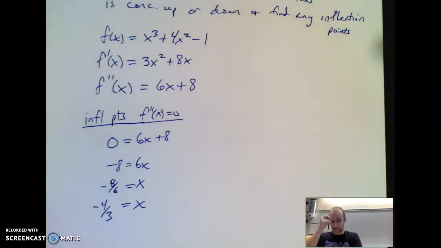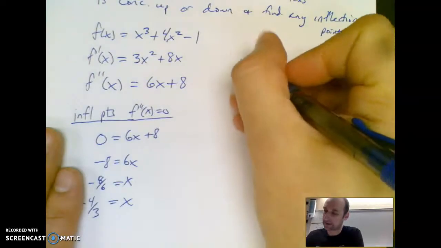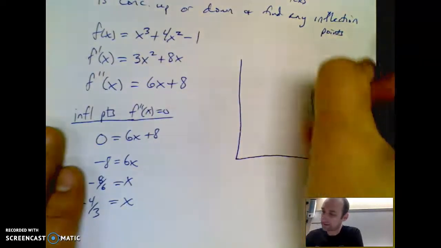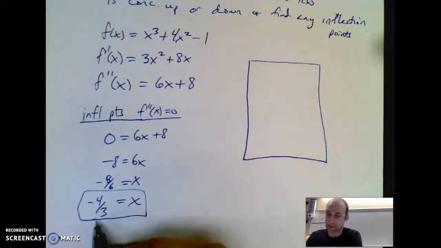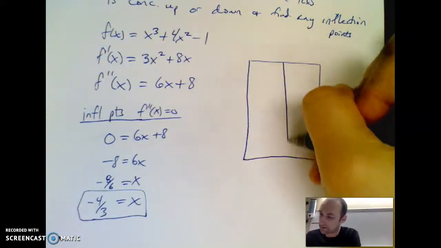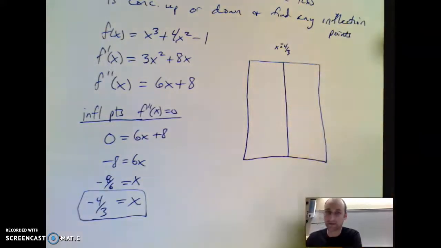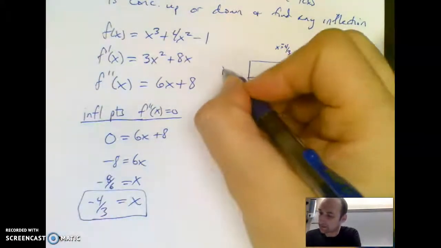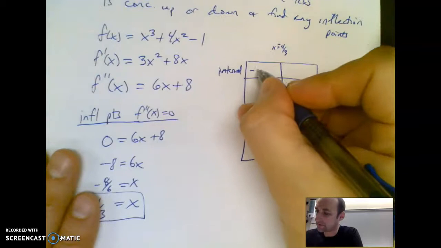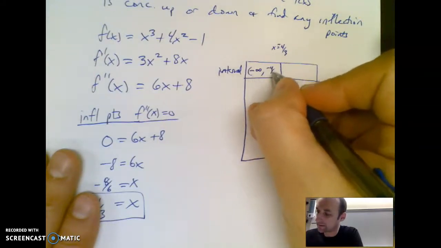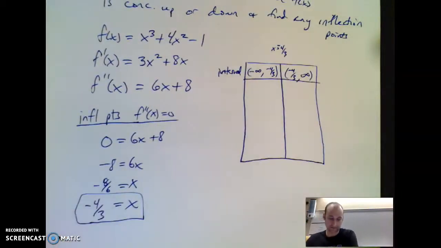Now, what do we do with that? Well, kind of like last time, I think it's easiest to set up a table real quick. This table only needs to split right here. I already know there's going to be an inflection point at x equals negative 4/3, so my graph is going to split there, just split down the middle. So the left side is from negative infinity to negative 4/3. The right side is negative 4/3 to infinity, the whole rest of the graph.